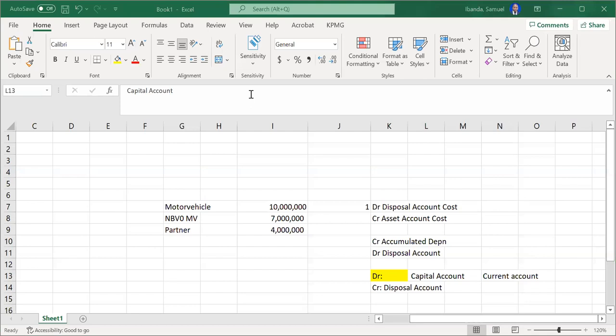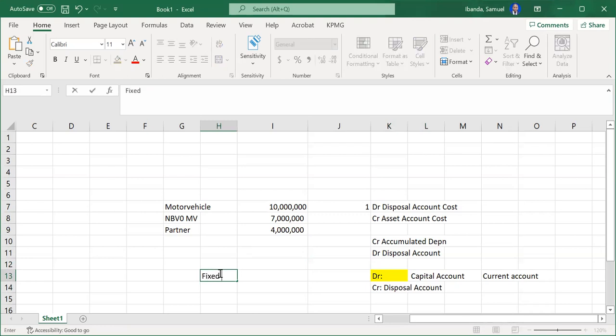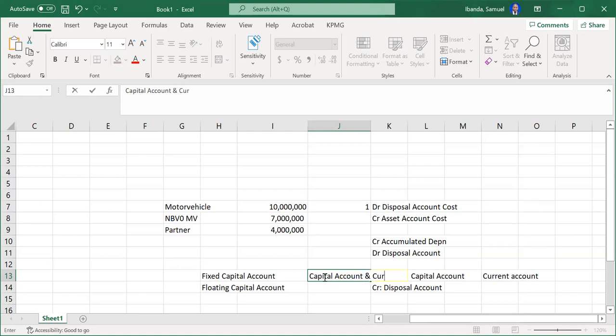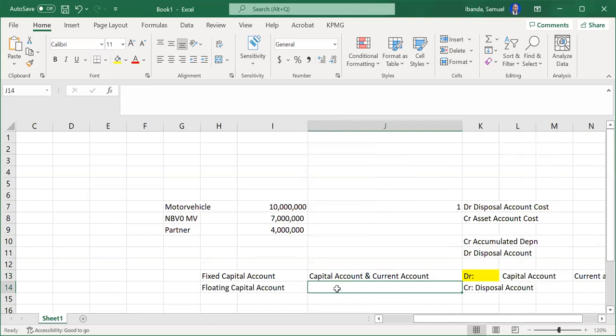Okay, so what I was saying is that you should be able to know that partnerships can either have a fixed capital account or they can have a floating capital account. If it is a fixed capital account, you usually have a capital account and a current account. And if it's a floating capital account, usually the capital account records whatever would have gone into the current account. So you just have a capital account.